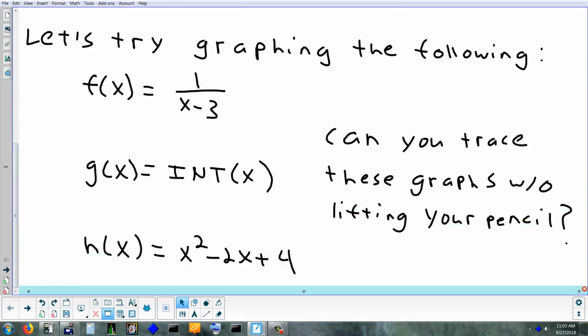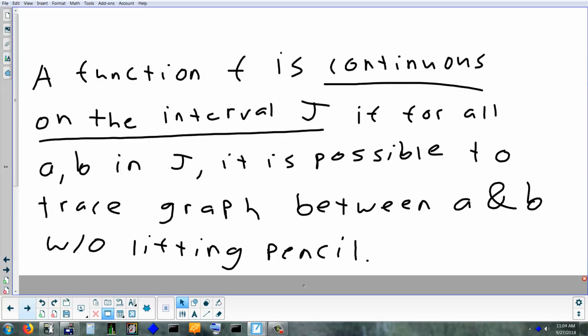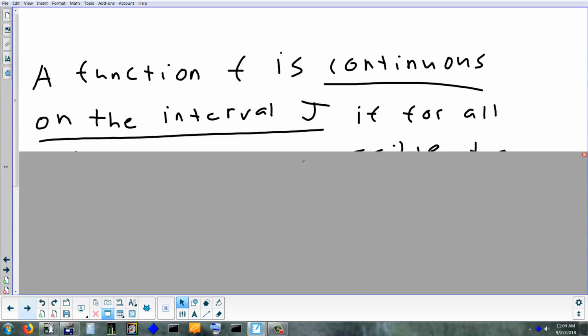Now, something like that, that's a parabola. Can you trace a parabola without ever lifting your pencil? Yes, because the parabola is connected. So the answer to the first 2 was no. The last one was yes, and that means something. And it has to do with what's called continuity. So we're going to use the words continuity, continuous, and describe a few different things.